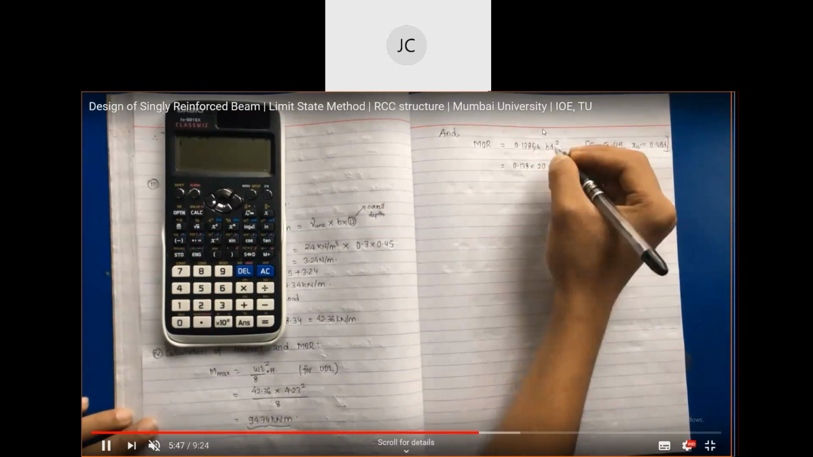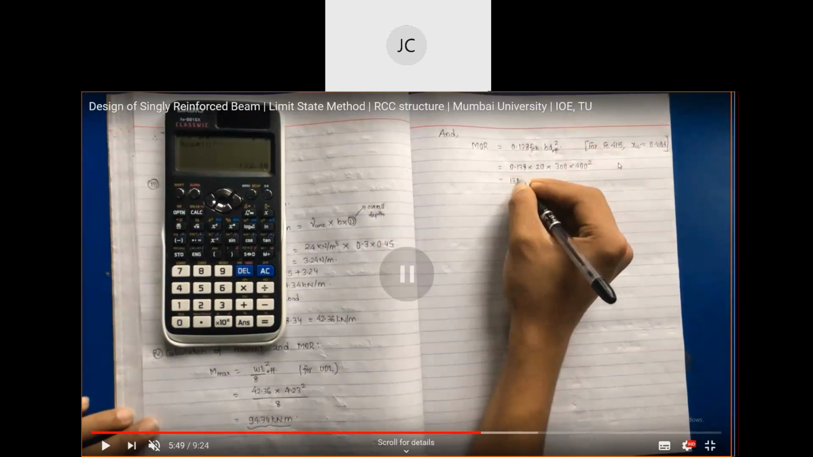Before, I have told you how to find out this value, because in this question your grade of steel is given and grade of concrete is also given. So if you are using Fe415, your XU max will be 0.48D, from clause number 38. If you put all the values in the actual equation given by IS 456, you will get the moment of resistance for this grade of steel and concrete. It will be 0.138 FCK BD squared.